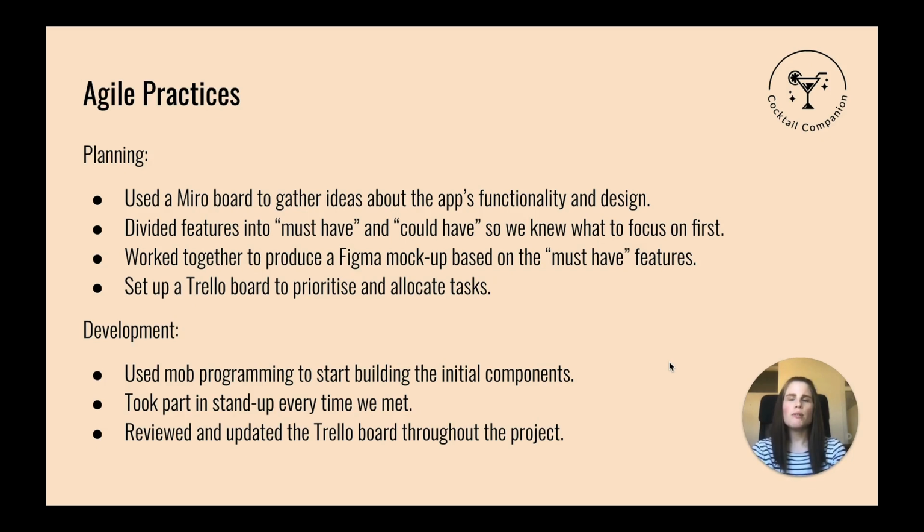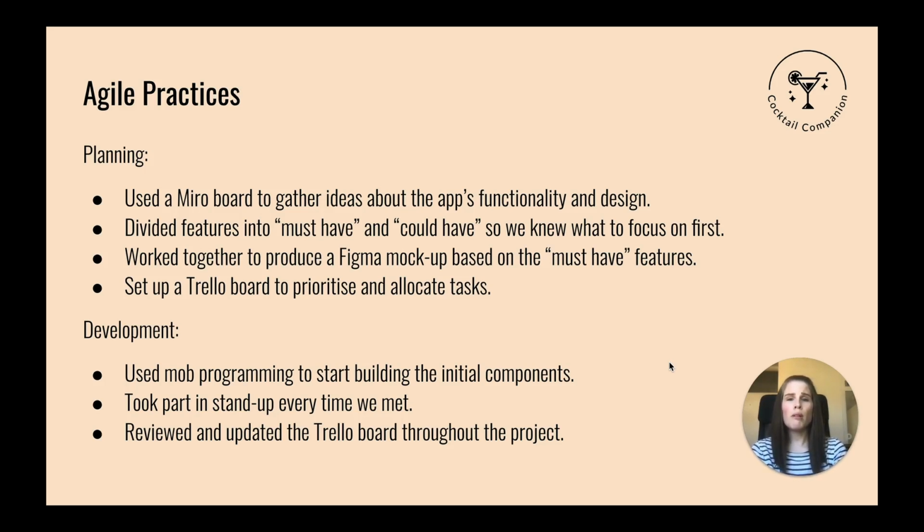We used agile practices throughout our project during both the planning and development stages. We initially used a Miro board to gather together all our ideas about the app's possible features and how it might look. We divided features into must-haves and could-haves, so we knew what to focus on first. And then from this, we worked together to produce a Figma mock-up based on the must-have features. And we then set up a Trello board to prioritise and allocate tasks.